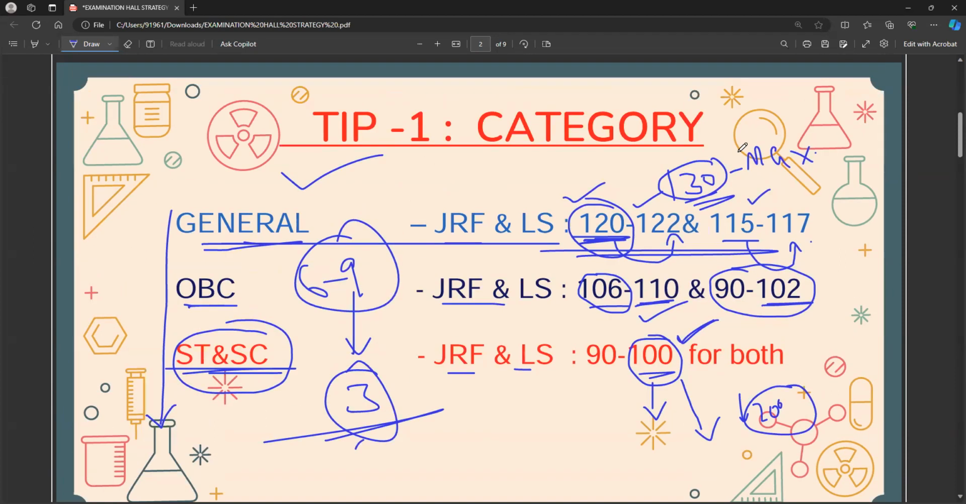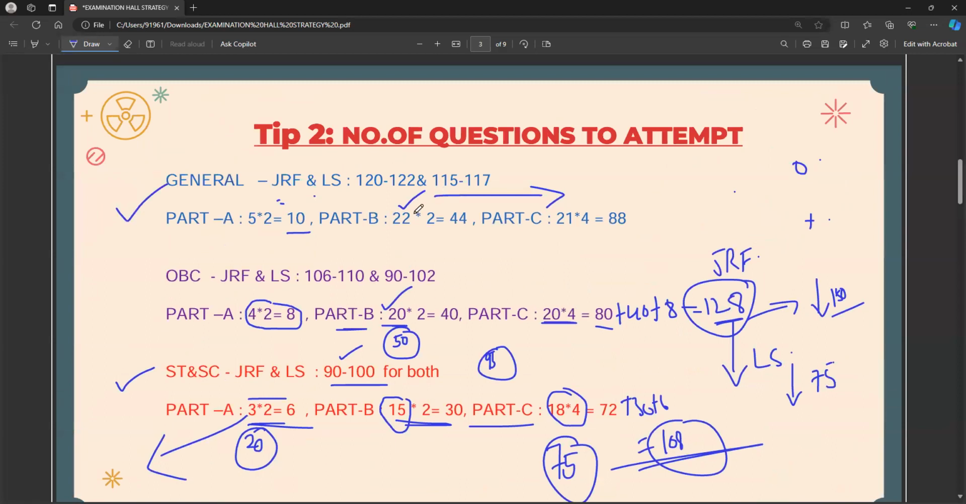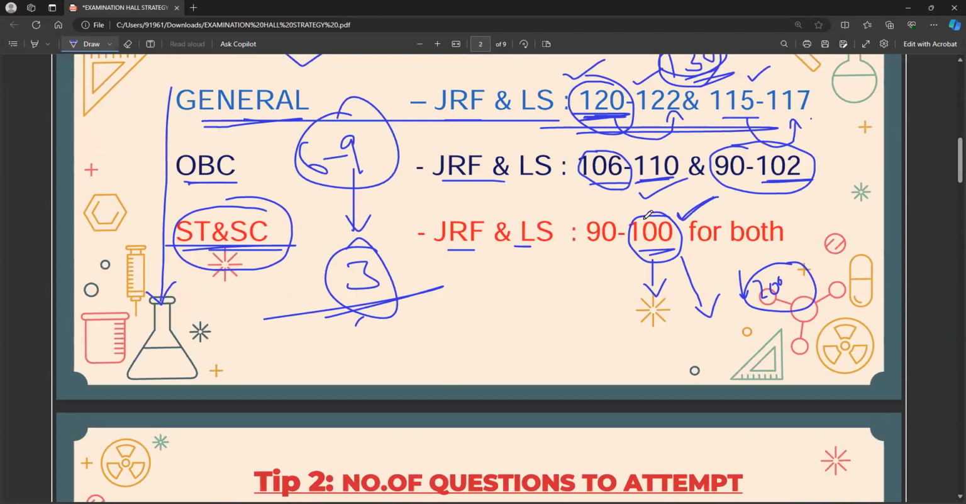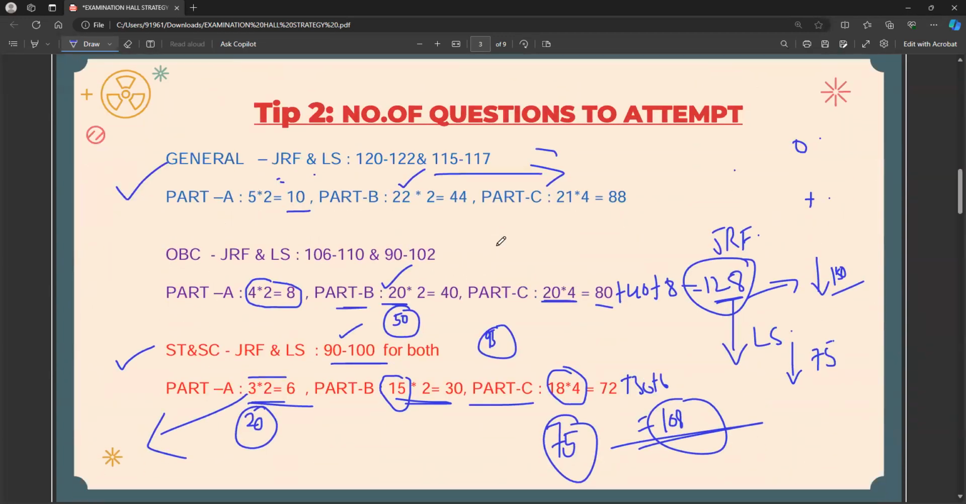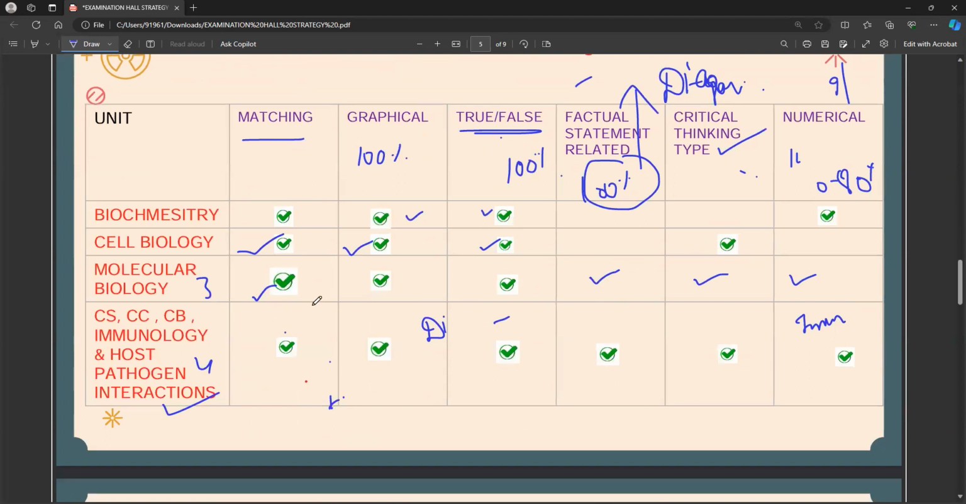So you are a general category student. What is your maximum target? 130 marks. That 130 marks should be correct. Hardly 2 to 3 marks you can lose. You got that. Then again, first you know the category, you know how many marks you require. You know how many questions have to be answered from every section. You know from which unit which type of questions will come. Now you have decided what type of questions to choose.